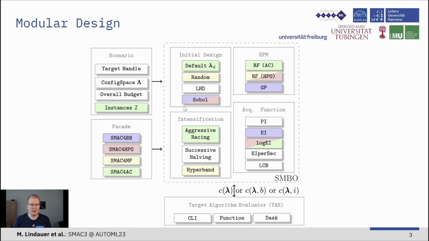But how is SMAC actually doing that? SMAC allows for many different ways on how to implement Bayesian optimization, and if you are familiar with the literature on Bayesian optimization, you see there are many ways. You can actually use different kinds of initial designs, like random, Latin hypercube designs, Sobol sequences. You can use different kinds of empirical performance models, also called surrogate models, like random forest and GPs we have here. We have different kinds of acquisition functions based on the surrogate functions. We have different kinds of intensification to speed up the optimization. We see it later on again.